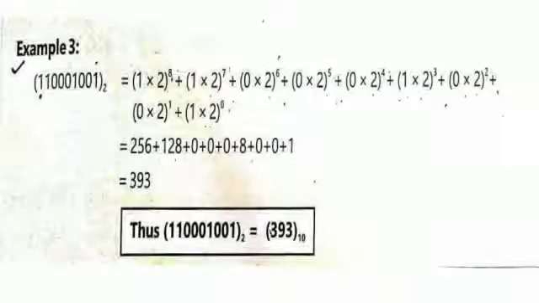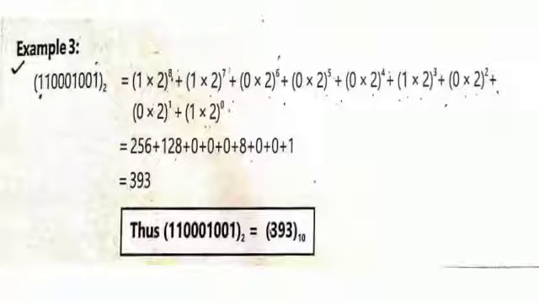Second method. The binary number 1 1 0 0 0 1 0 0 1, we need to convert. Ones place we are giving 0, the next tens place 1, the next hundreds place 2, the thousands place 3, and the next ten-thousands place 4. Like that we are providing the place values. The first digit will have the exponent 8, so 1 into 2 raised to 8 plus, we need to put the plus sign here.